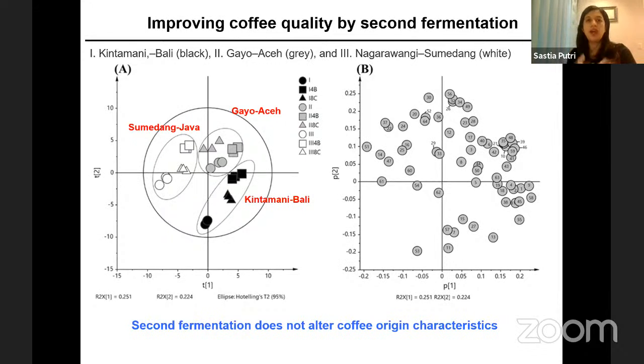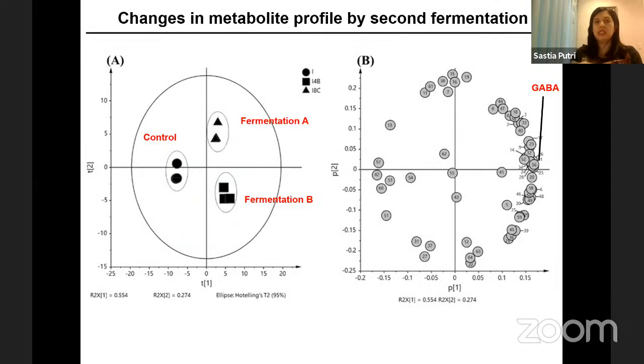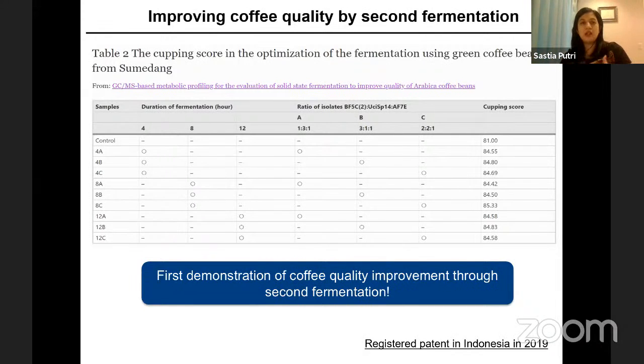The cluster is still very closely clustered with the original non-fermented coffee beans, but then it becomes different. So if you analyze the samples individually, you could see fermentation A, for example, I4B means that it's fermented for 4 hours in coffee I. And B is just optimizing the different inoculum ratios. So fermentation A and fermentation B have already been selected as the best combination of the inoculum and the hours of fermentation. And these differences in the inoculum ratio and the hours of fermentation also give rise to different characteristics of coffee after fermentation.